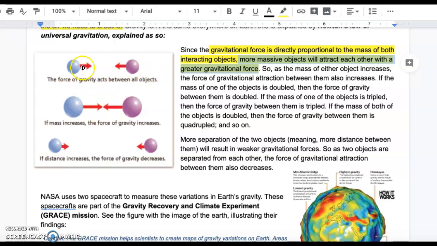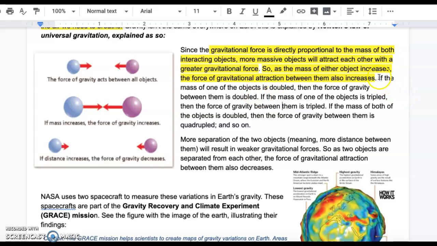Right? You don't see that here because even though these two objects are the same distance apart as these two, they're smaller, therefore they have less gravity pulling them towards each other. So let's continue. As the mass of either object increases, the force of gravitational attraction between them also increases, right? That's where we see this happening here. These arrows are representing the gravitational pull between them, or the gravitational attraction between them. And we see since they're larger, or they have more mass, they're increasing that gravitational pull.